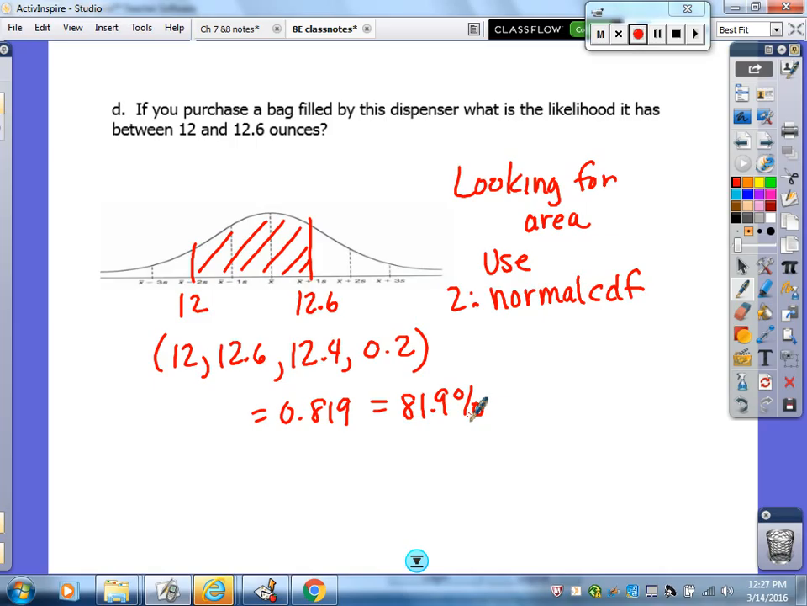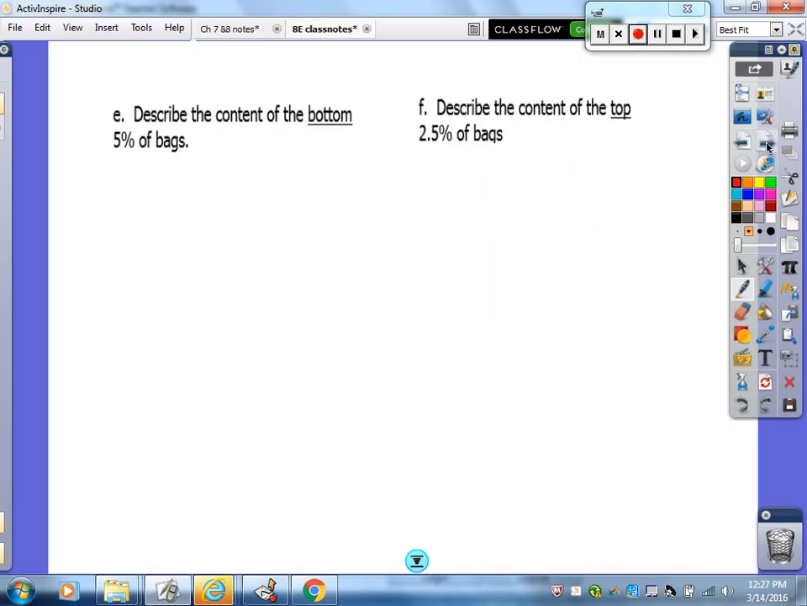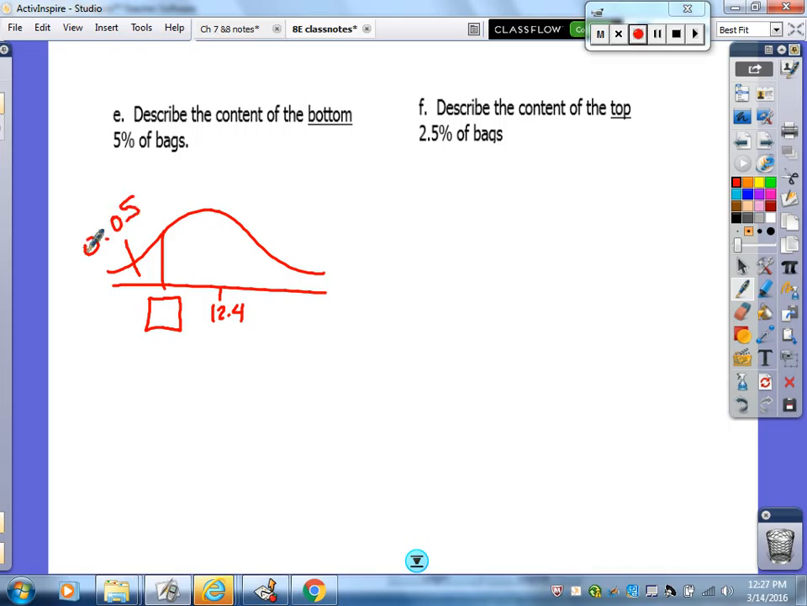Let me show you the other kind. Just like we did 2 different kinds in your notes by hand, we're going to do it here too. Okay, so here we said describe the contents of the bottom 5% of the bags. All right, bottom 5%. So I want to know what cuts off. My mean is still 12.4. I want to know what this value is. What cuts off the bottom 5% of bags? 5%. We have to change it to a decimal to use it in the calculator.